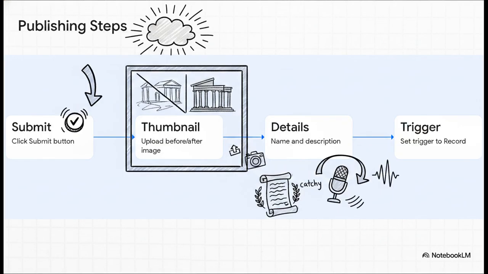Once you've tested it and you're happy with the results, publishing is literally just a few clicks. You hit submit. You upload a thumbnail, and a quick pro tip for you here, definitely use an image that clearly splits the before and after states right down the middle, so users know exactly what to expect. Give it a catchy, fun name like Ancient Rome, add a quick description, make sure your start trigger is set to record, and boom, you're live.